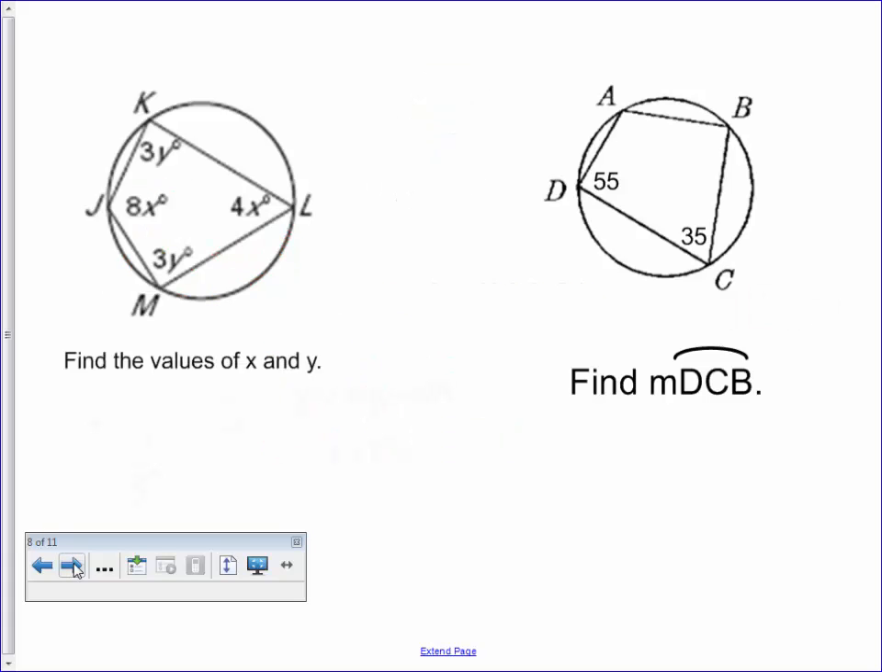All right, so let's take a look at two problems. The first one just says find the values of x and y. So you're looking at this: 3y and 3y are opposite, and 8x and 4x are opposite. So we're going to add them up and set it equal to 180, and then do your algebra work.